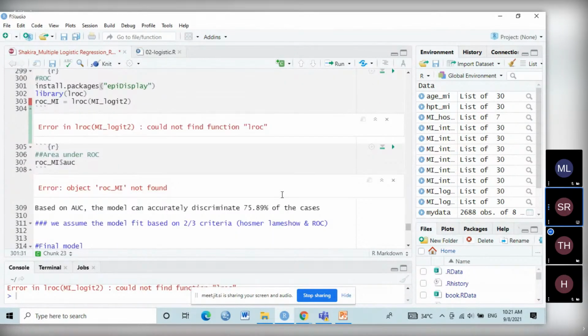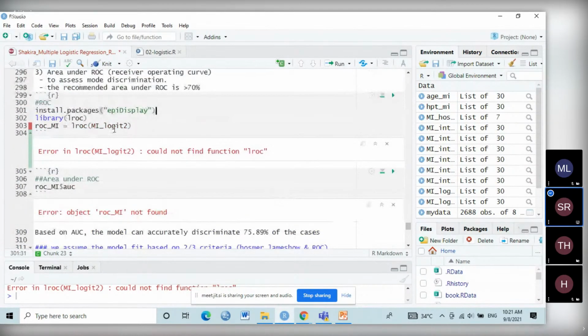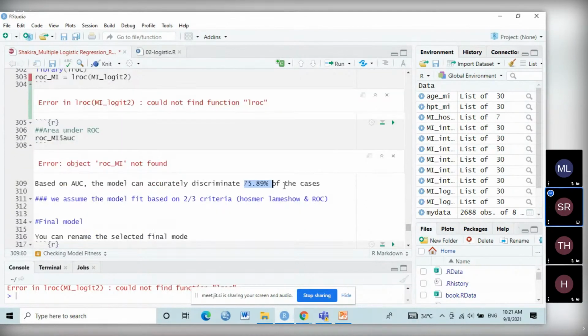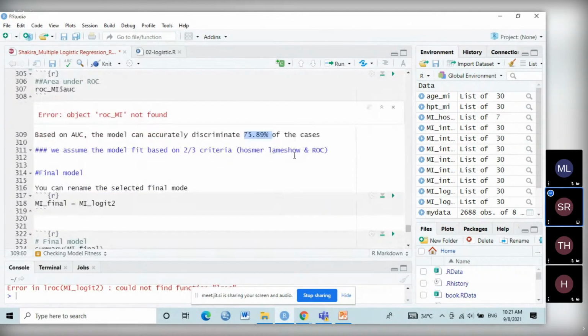Okay, tak apa. Kita proceed je dulu. Mungkin ada package dia lah kot. And dia punya code dia adalah macam ni lah. LROC. And then untuk area under the curve, kita just tambah AUC je. So yang saya dah buat, actually saya dapat 75.89% for AUC.